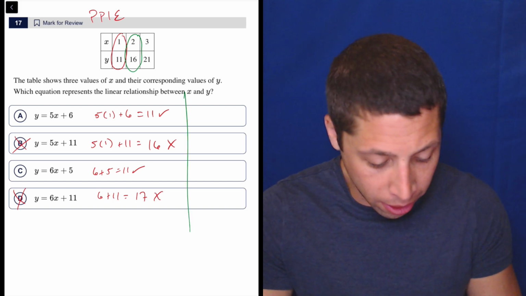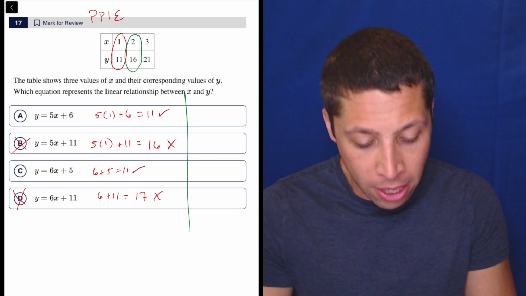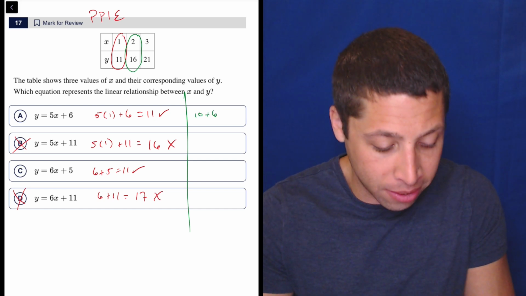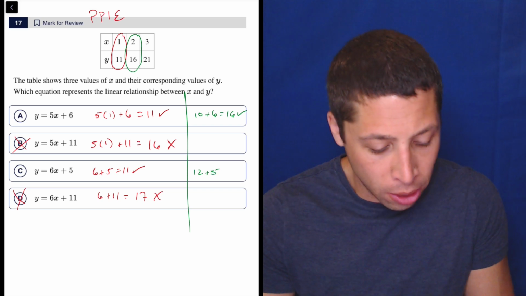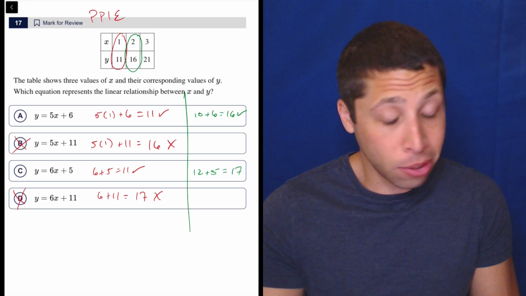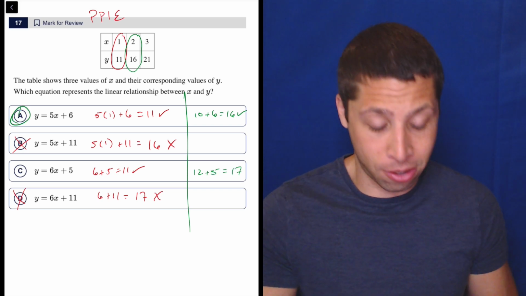So now we can try just choices A and C. Those are the only two left. So 5 times 2 is 10. 10 plus 6 is 16. So that looks good. And then 6 times 2 is 12. 12 plus 5 is 17. Close, but it doesn't matter. A is the answer. So that's it.